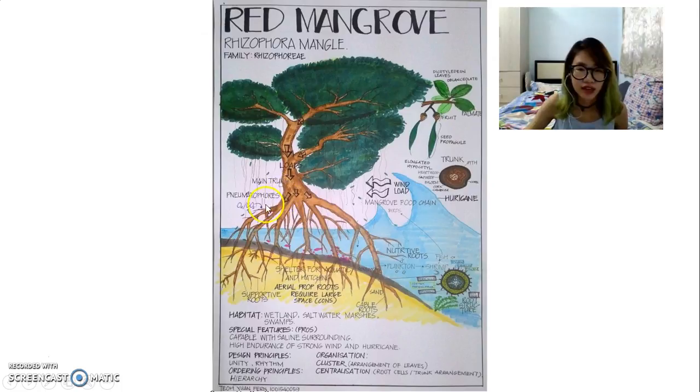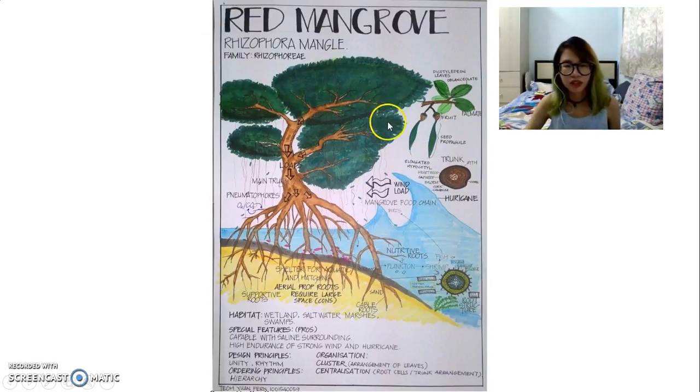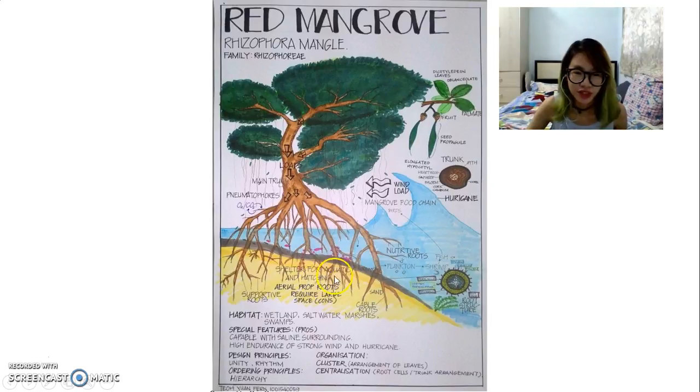We can see that there's two hierarchies, with either the roots or the leaf, the branches that come out. But mostly people will see the roots first. And the organization is cluster, which are the leaf, and centralization, that the roots came from the same point, and we can see in the cut section of the trunk and the roots.